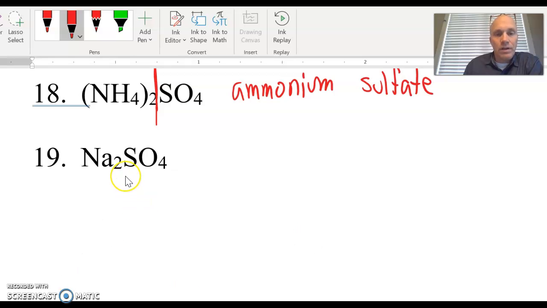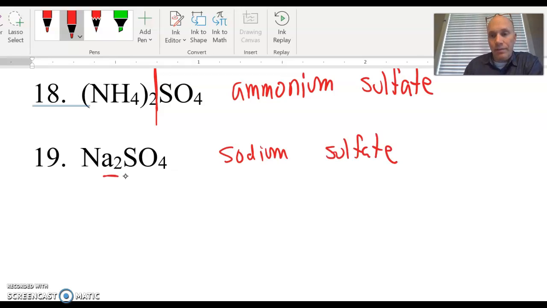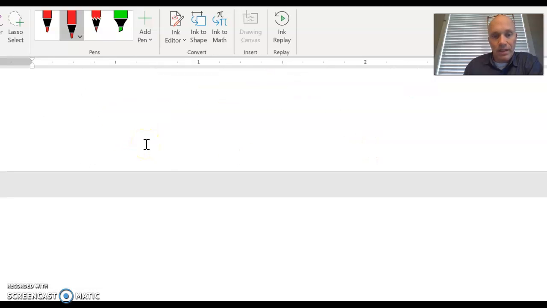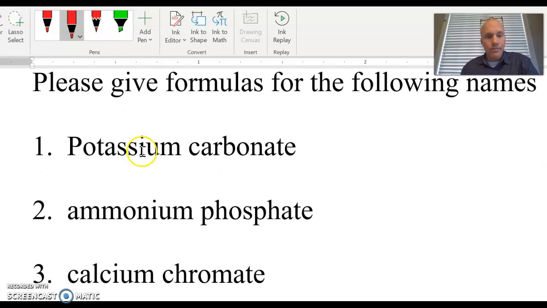This one right here is very similar. It's just sodium sulfate. Here, sodium is not a transition metal, so it does not need any Roman numerals. Going the other way, potassium carbonate.